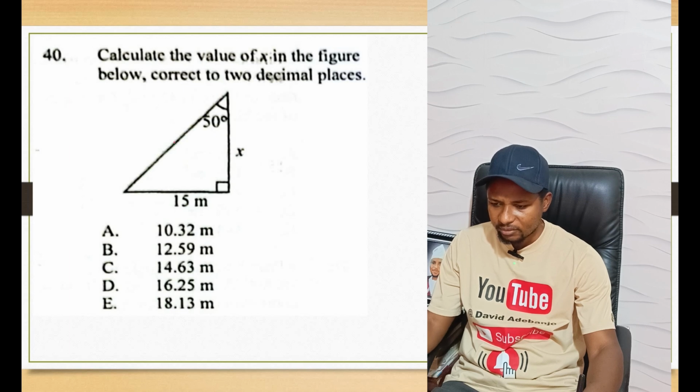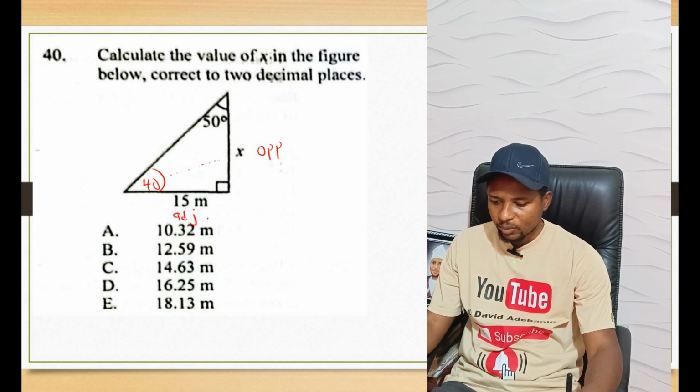Sum of angles in a triangle is 180. So I can find the third angle, and that will give me 40. How do I get 40? This is 90 plus 50, that is 140. 180 minus 140, you have 40. And that is how I got that, because I want to use this as my opposite and use this as my adjacent.